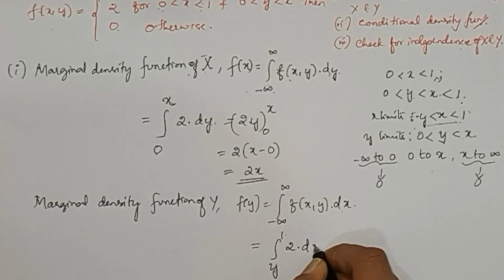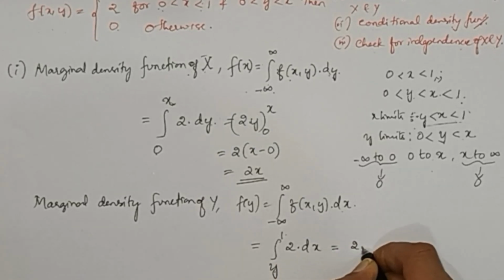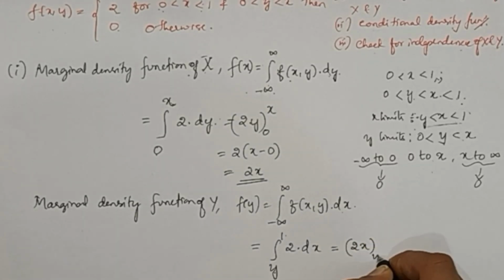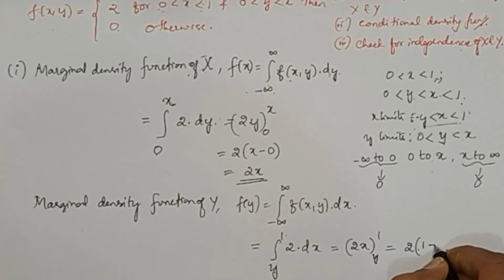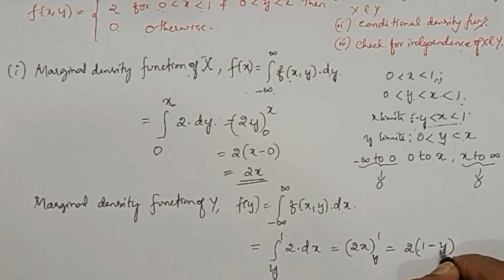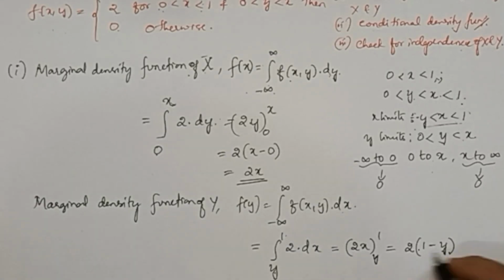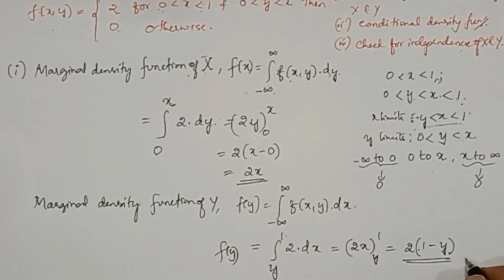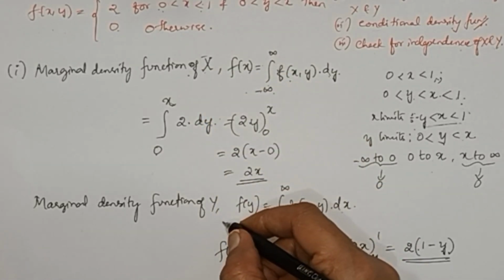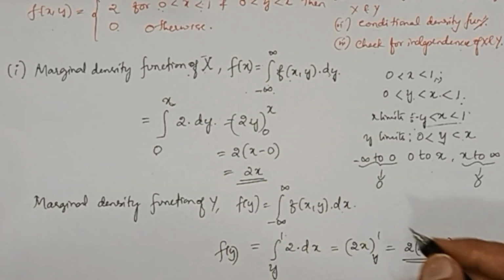f of x comma y is 2 into dx. So this is equal to 2 is a constant. Integral of 1 with respect to x is x. Limits are from y to 1. So this gives you 2 into upper limit is 1, lower limit is y, upper limit minus lower limit. This is the way of evaluating definite integrals. So you will get f of y as 2 into 1 minus y. These are the marginal density functions of x and y respectively.